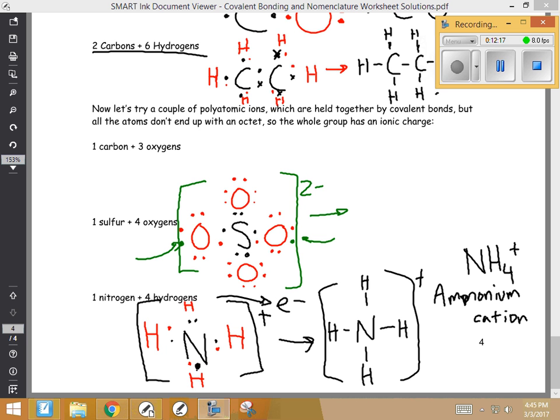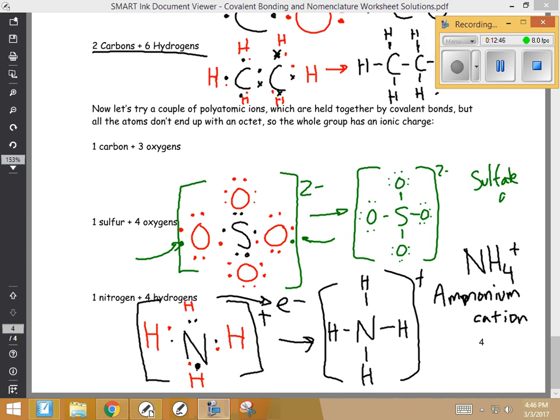What does it look like when it's drawn in a stick model? It's going to look like this. Sulfur at the center, single bonds, two oxygens. Don't forget your unshared pairs. And don't forget the charge. It's a 2 minus. So we had to add two electrons to make this happen. This is known as the sulfate anion, and its formula is SO4 2 minus.